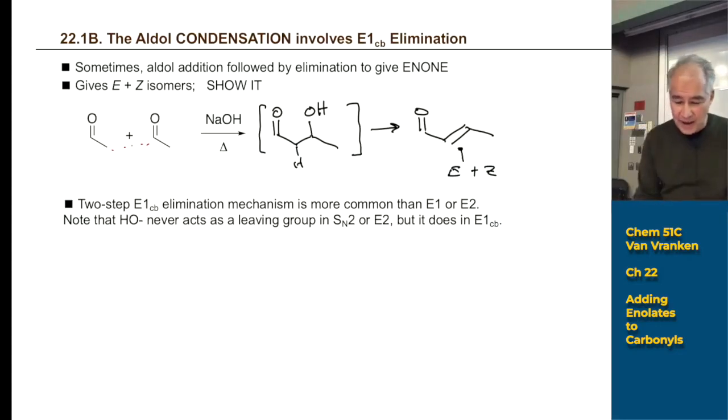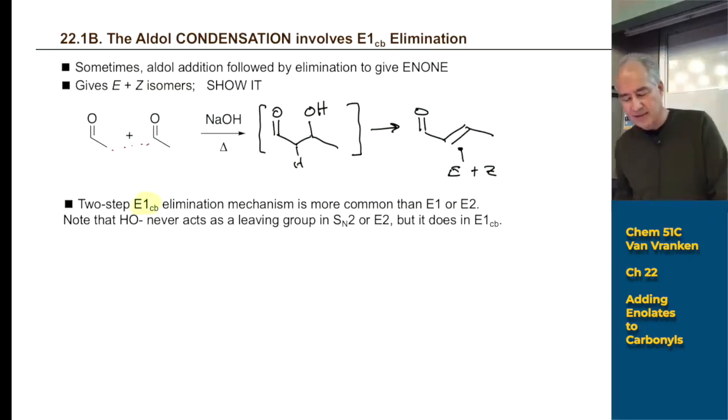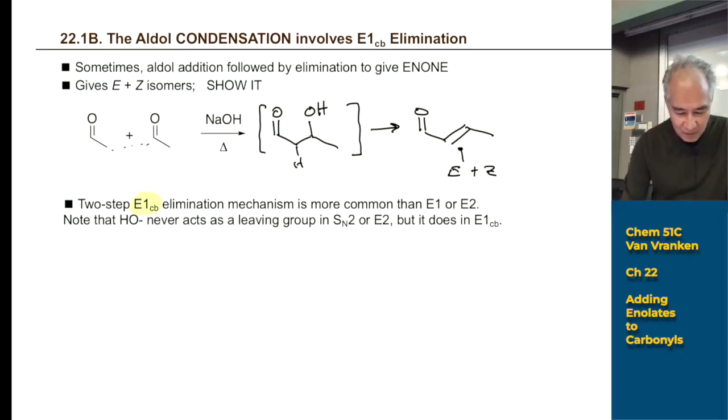It goes through a mechanism that we describe as E1 conjugate base. E1 conjugate base. It's not E1 mechanism. It is not E2 mechanism. And the E1 conjugate base elimination mechanism is the most common mechanism for elimination in organic chemistry. So why did we wait to the end of the course to teach it to you? I don't know why. That's just the way the book is designed. So let's talk about this, if it's such a common mechanism for elimination of water from reactive intermediates.